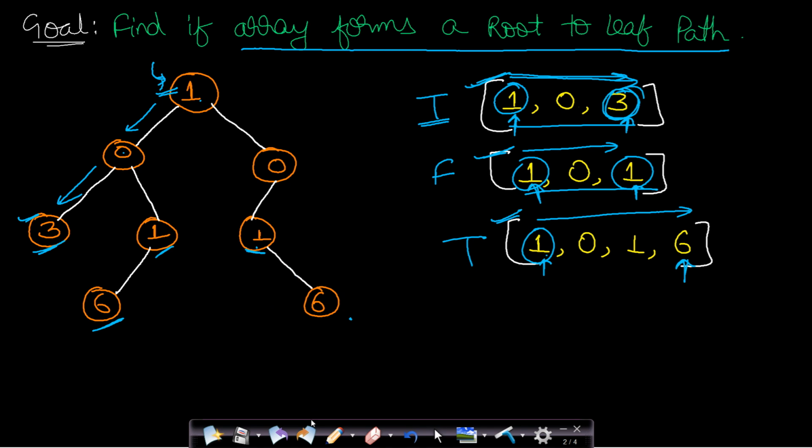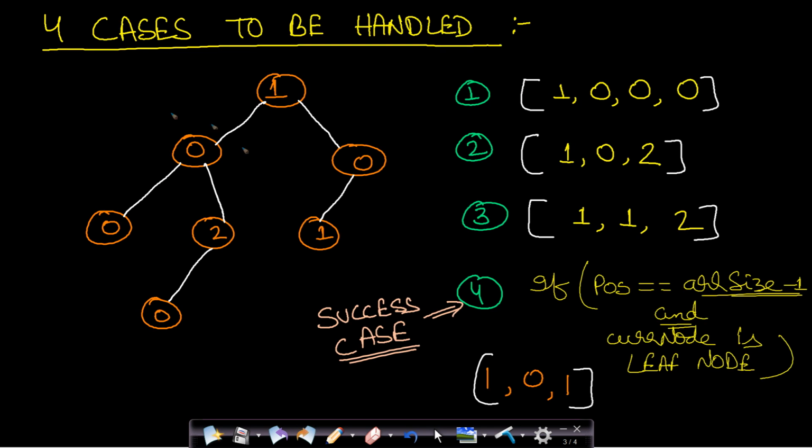So I hope you got the problem statement. Let us now see how we solve this problem. In order to solve it, we need to take care of 4 cases. 3 of these 4 cases are the negative cases which will return false, and the last one will return true. For the first case, let us take an example 1 0 0 0.